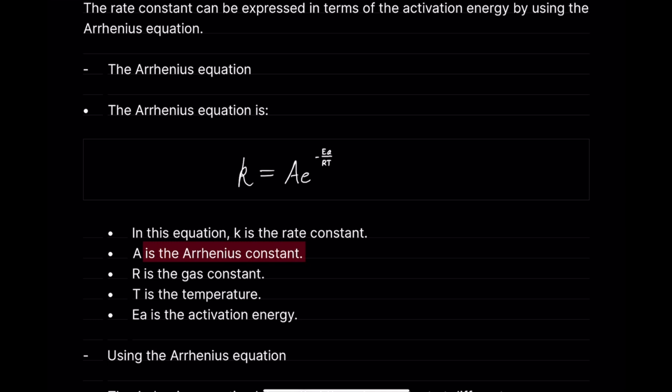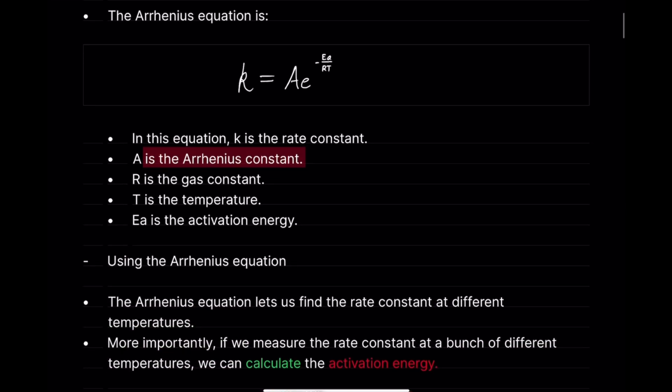T is the temperature. This is a power here. Some people think that this is minus EA to the power of RT. No, it's A times e to the power of minus EA over RT. This is a power here, right? So just bear that in mind. R is the gas constant, which you should be aware of from the gas equation, PV equals nRT, where T is temperature. And EA, as you will definitely be aware of, is the activation energy.